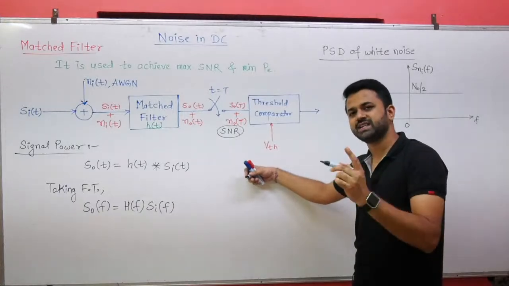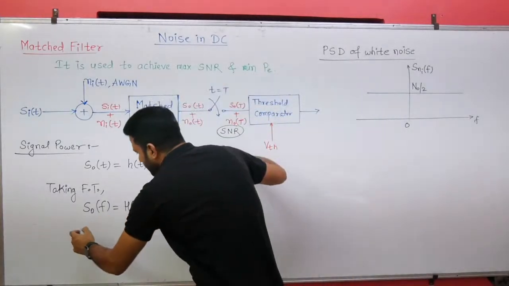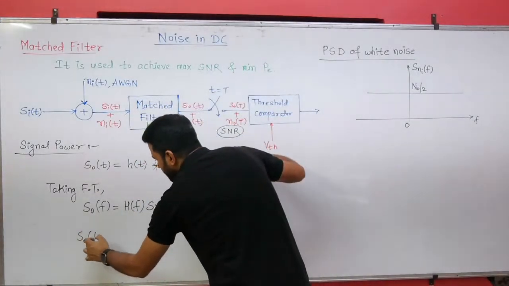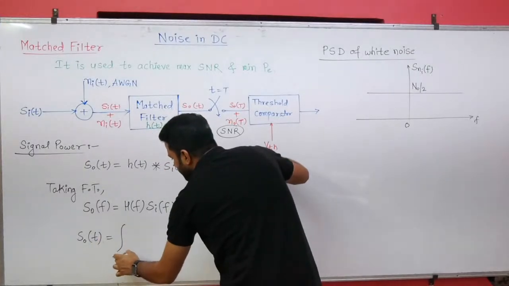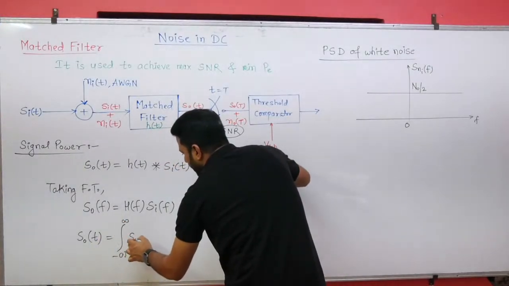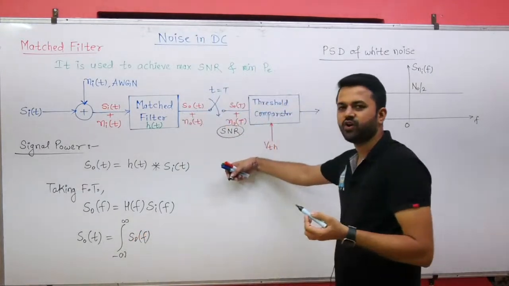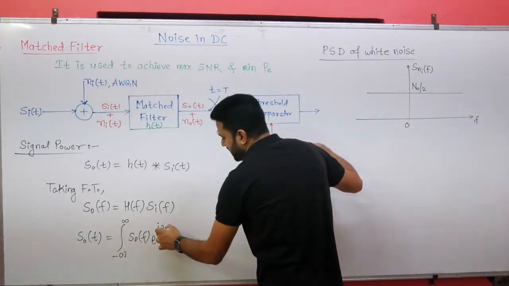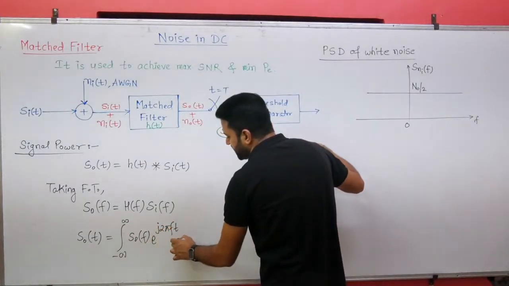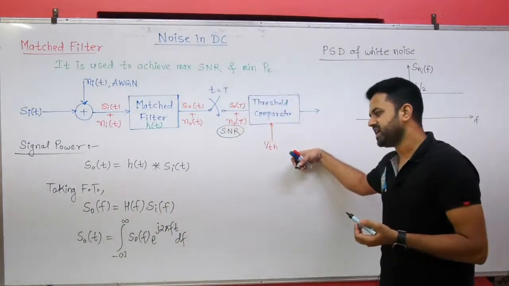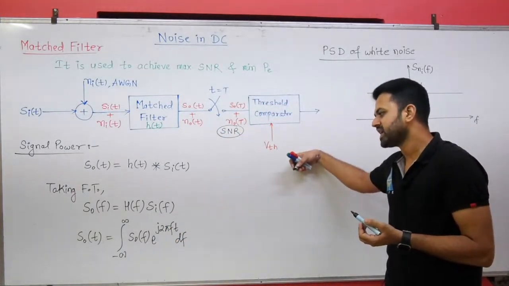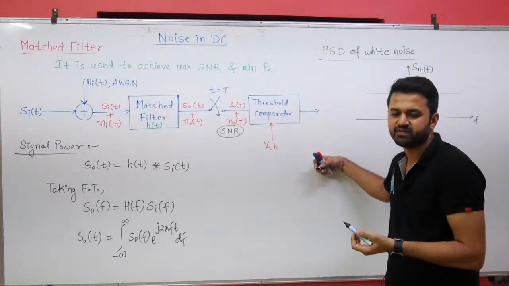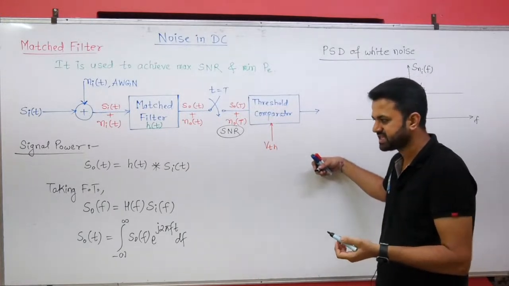Now if you want to write this signal s naught of t, it can be calculated by taking the inverse Fourier transform of S naught of f. And what is the formula of the inverse Fourier transform? Integral from minus infinity to infinity, e to the power j 2 pi f t df. When we integrate with respect to f, we get the output as a function of time, which is nothing but the inverse Fourier transform of this signal.